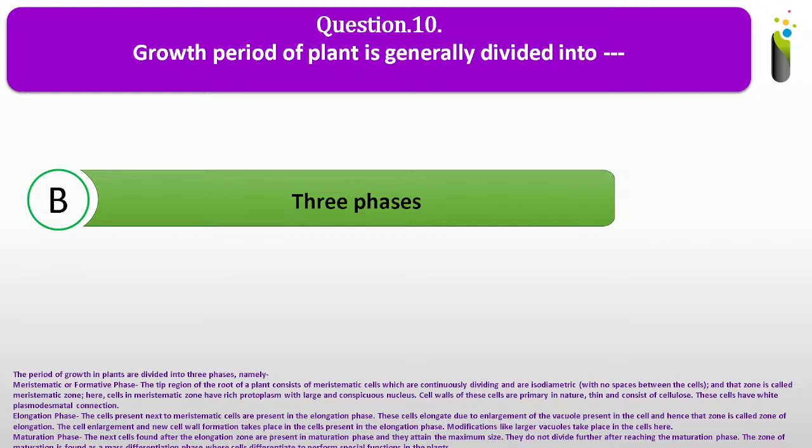There are 3 phases. The first phase you know is the meristematic or formative phase, जहां पर there is multiplication going on in the cells, right? Then the second one is the elongation phase, also at times called the enlargement phase, and the third one is the maturation phase. So altogether, there are 3 phases in the growth period of a plant. I hope this is understood.